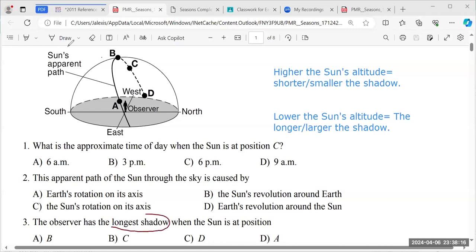So if we need the longest shadow, we need a position where the sun is at the lowest point. Where is the sun at the lowest point? The sun is at the lowest point right here at D, which means you're going to get the longest shadow. When the sun's at the highest point, you get a very small shadow. When the sun's at the lowest point, you're going to get the longest shadow. I don't know why the numbers are mixed up, but position D, which is choice C, is the correct answer.